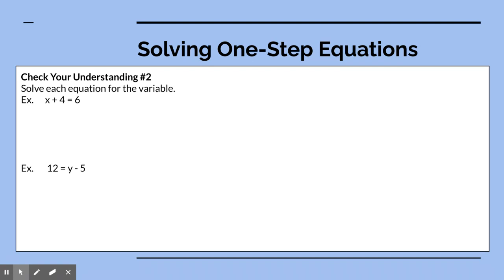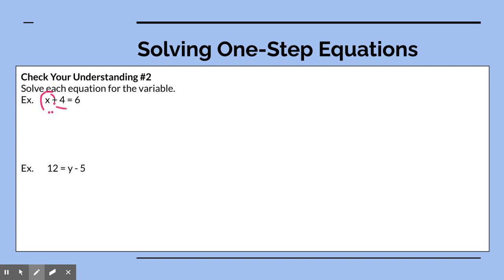Okay, so let's solve these. For the most part, these are pretty simple. So x plus 4 is equal to 6. What do we do here? Well, we want to get this x all by itself.